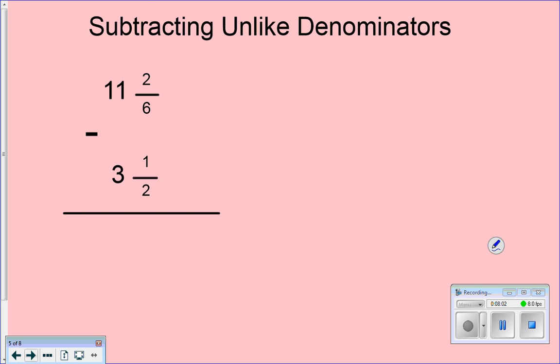Do this one for me. You're subtracting this time. Sure, you can do it sideways. I just line them up like this because that's how I like them. You can do whatever you want.